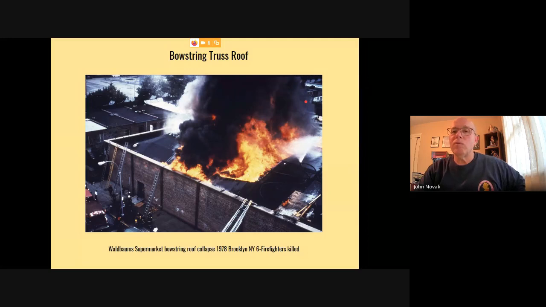Okay, bowstring truss roofs. Not a lot out there. I guess it all depends on what part of the country you come from. It's not something we see a lot of in new construction, but they're out there. Sometimes they're tough to identify. This happens to be the Wallbound supermarket fire. The fire happened in 1978 and killed six firefighters.